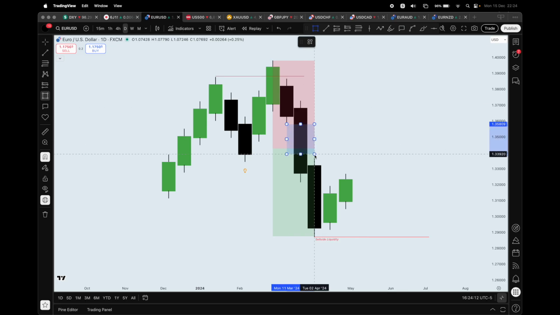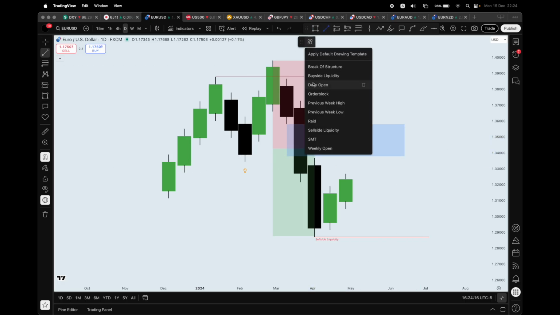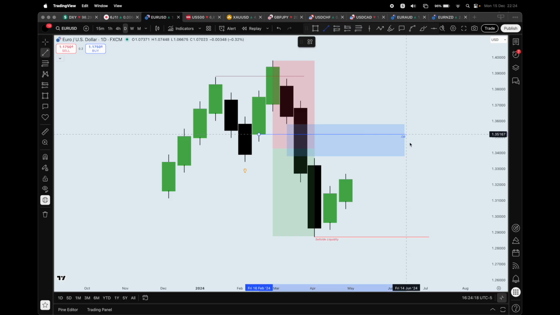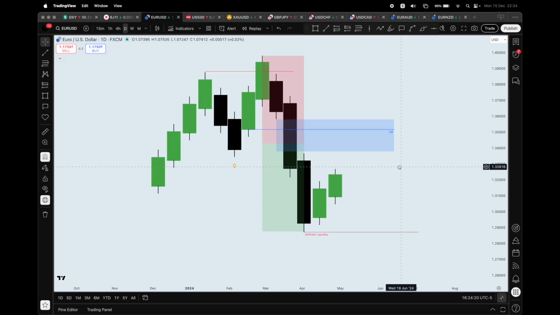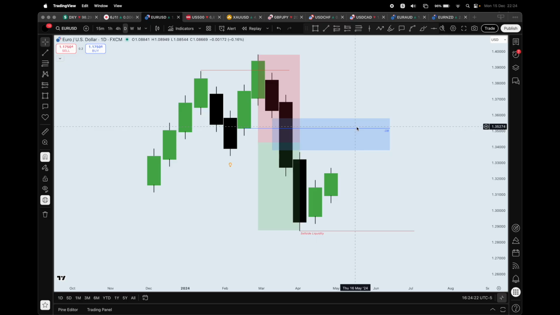So we have first this fair value gap right here, then we also have, for example, this order block right here, and we will want to see price come up into premium inside this PD array, and then go down for the sell side liquidity or the bottom of the range.